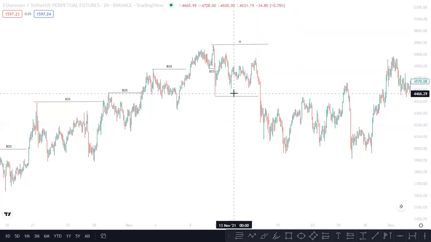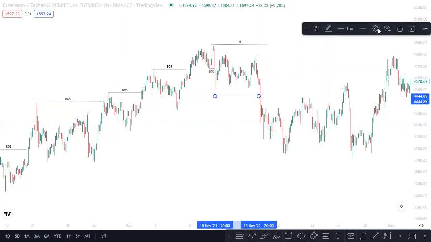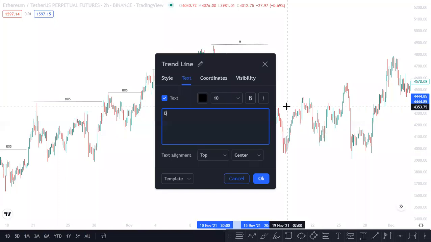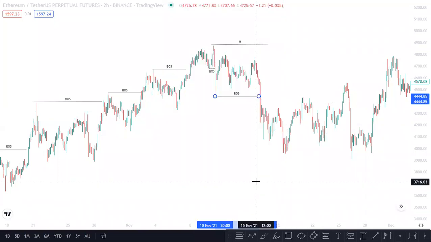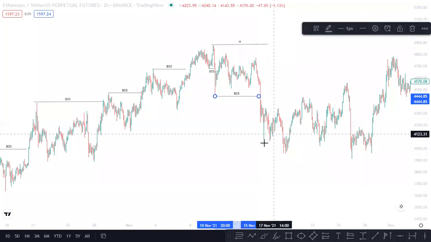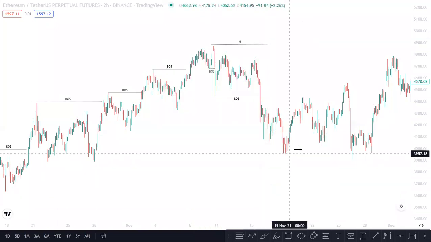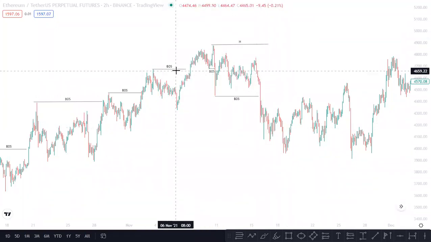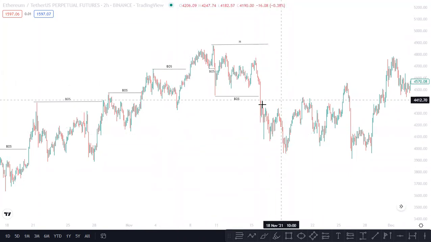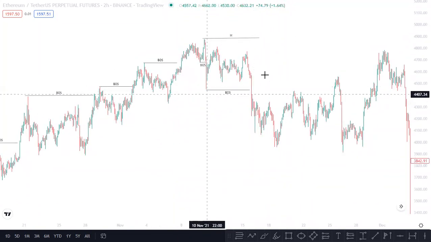You had your BOS at this point, another BOS at this point, right? Tomorrow, in the next session, I will go over BOS with candlesticks, when price breaks structure with a wick, and when price breaks structure with a body, right? But let's just finish this one.